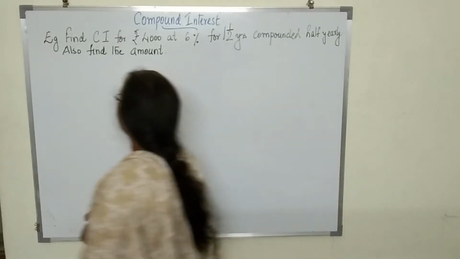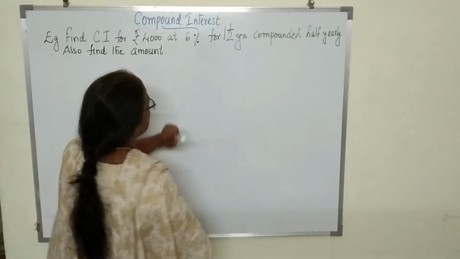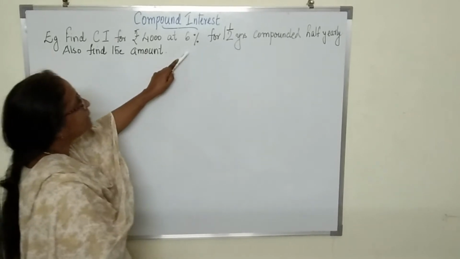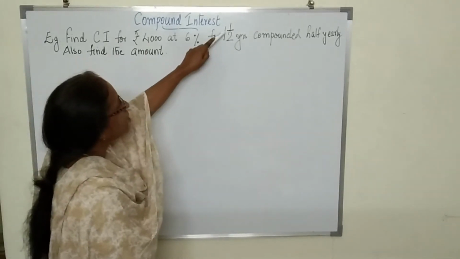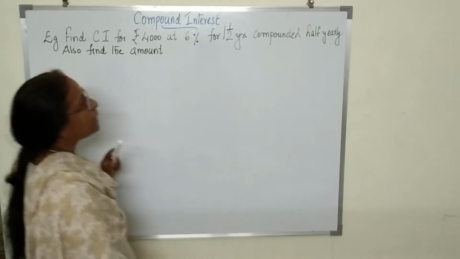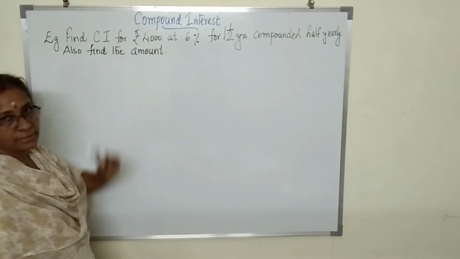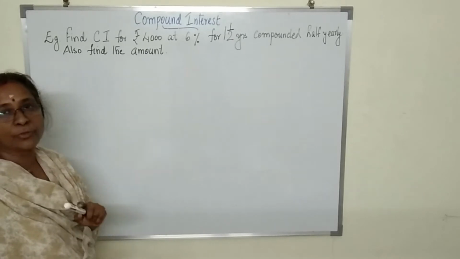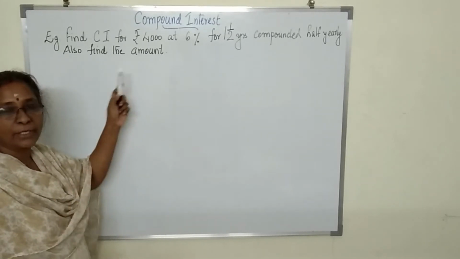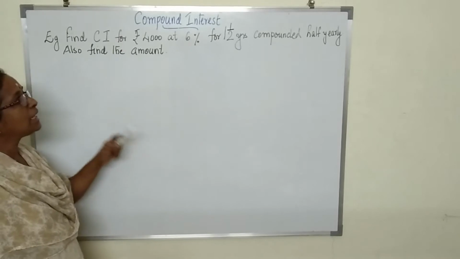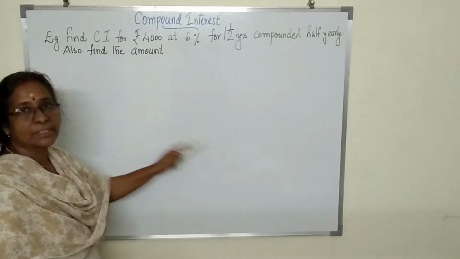Find the compound interest for rupees 4,000 at 6% for 1.5 years, compounded half yearly. Also find the amount. We are going to do it in two different ways: one using the formula and the other using steps.